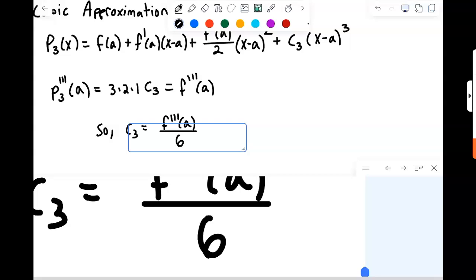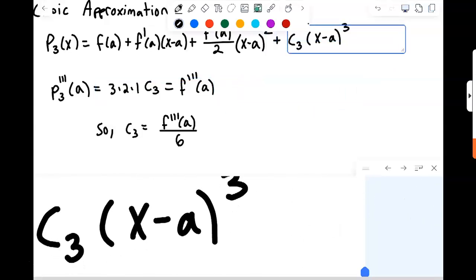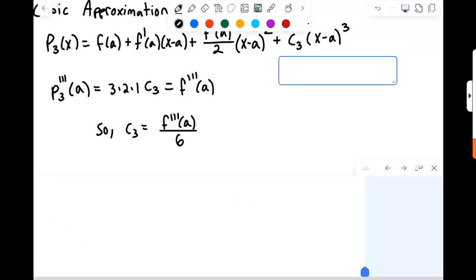Okay, divided by 6. But remember that 6 is 3 times 2 times 1, which is another name for 3 factorial. And that's important because later on, if we were doing it with a fourth power and we were doing the derivative 4 times, we would start with 4, multiply by 3, then by 2, then by 1. That would be 4 factorial.